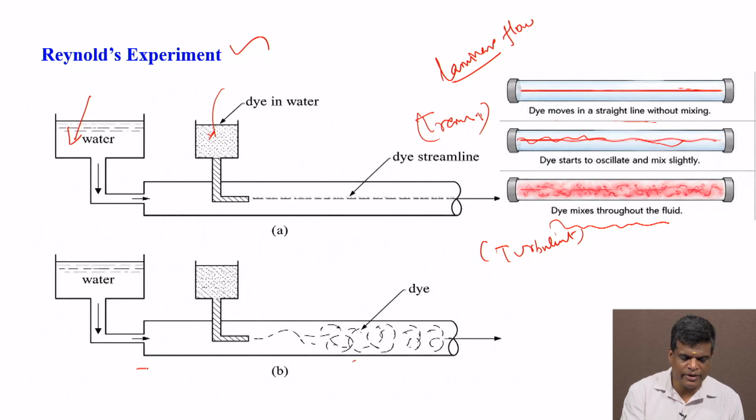So, here there is complete mixing. It is just an example to show you how the flow pattern occurs in the pipe.